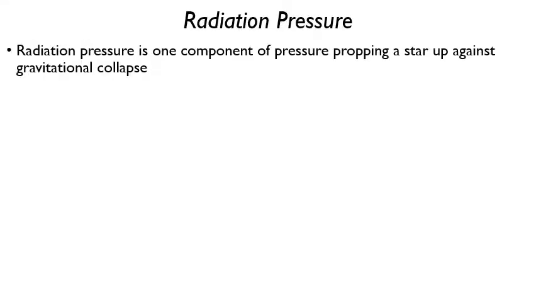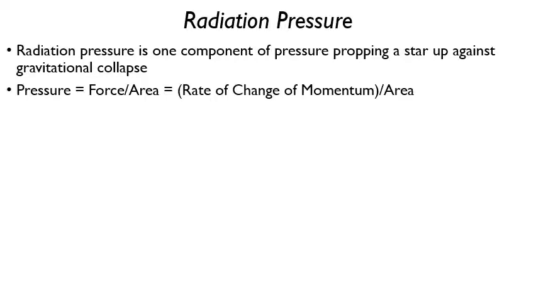Okay, so radiation pressure. This is one of the components of pressure that props up your star against gravitational collapse. So you also have the pressure of an ideal gas. That's also a pressure propping up the star, but radiation pressure is one of the things that's obviously supporting that star against gravity collapsing inward. So how are we going to calculate that?